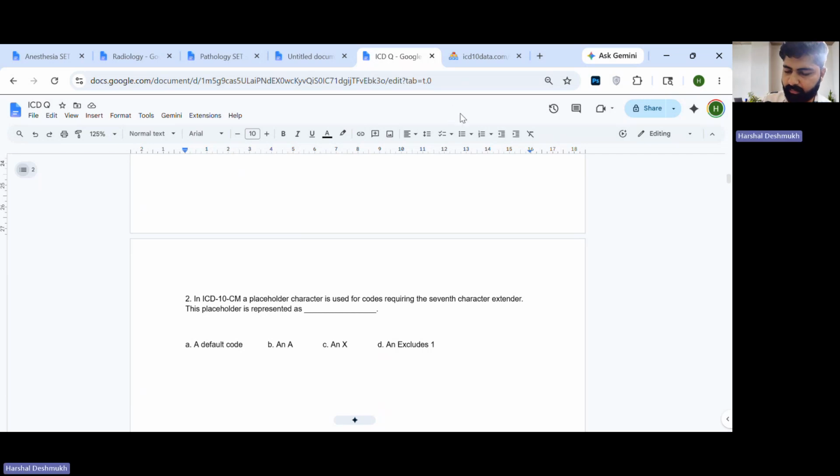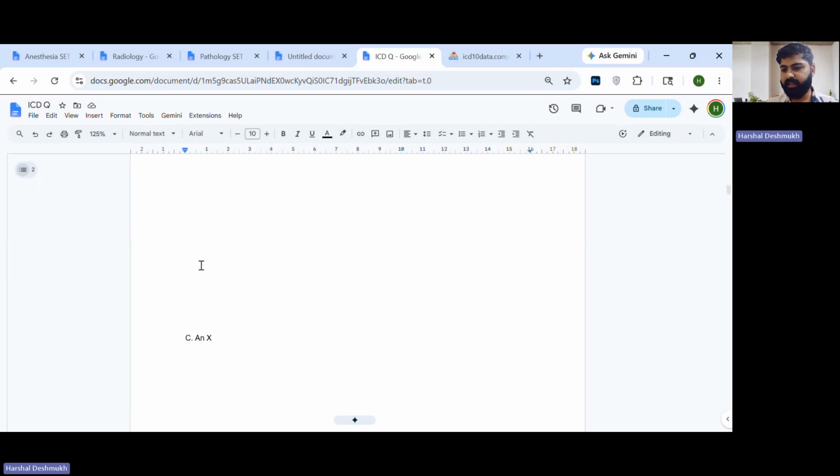All right, again, an easy one. This is absolutely a sitter. The option is C, and X. Moving on to question number three.